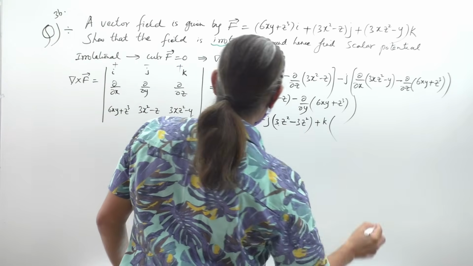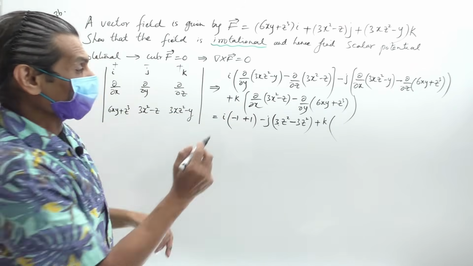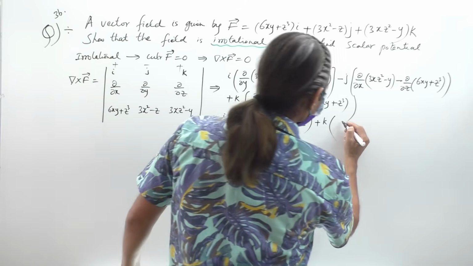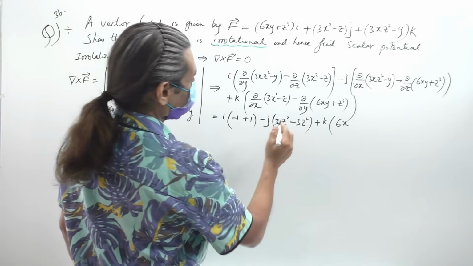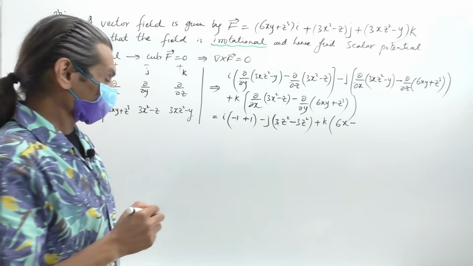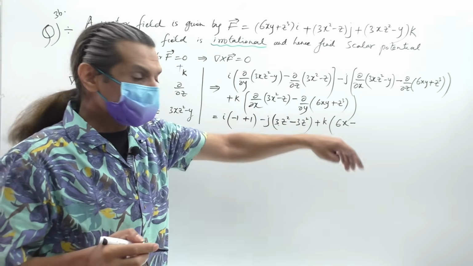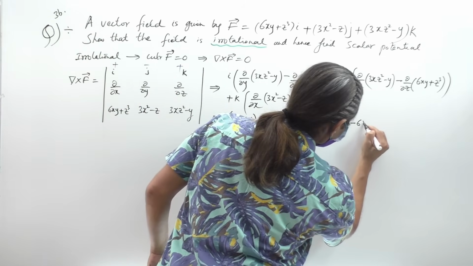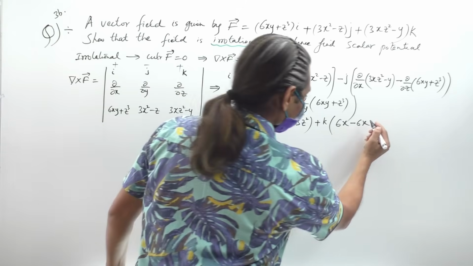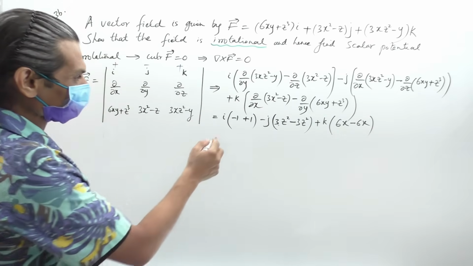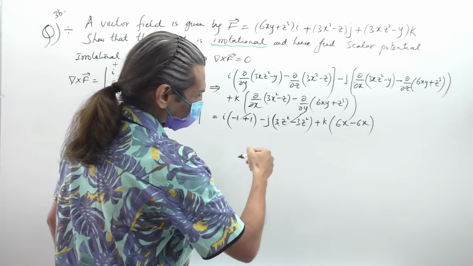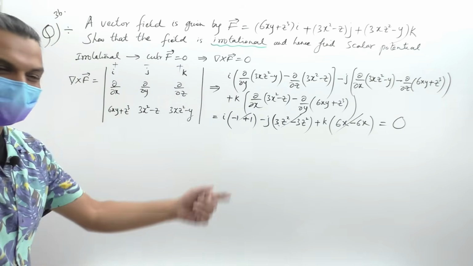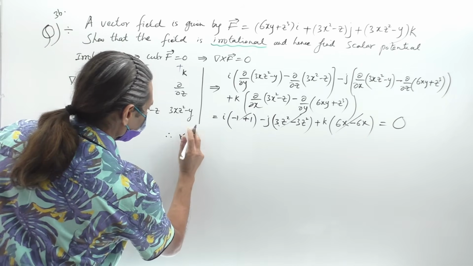Lastly, plus k into ∂/∂x of 3x², differentiation of x² is 2x, 2 times 3 is 6. So this will be 6x, minus again ∂/∂y of 6xy, y is there. z³ has no y term, so leave it, 0. Differentiation of 6xy, 6x as it is with respect to y, differentiation of y is 1. That's it. Now if you see here, 3z² minus 3z² cancels, and that is equal to 0.